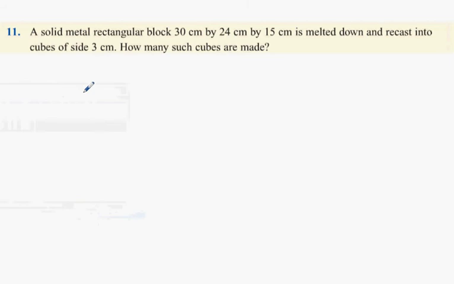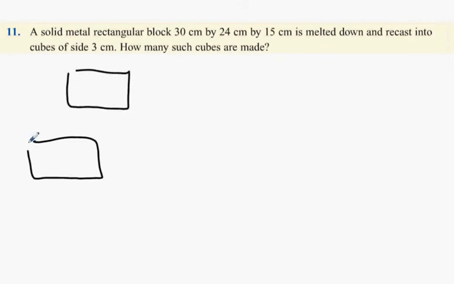So, a solid rectangular block, okay? So the block in question would be just a quick diagram. Just make two rectangles, then link the edges of the rectangles together, and you get yourself your box, okay? Now, it's 30 by 24 by 15, okay?